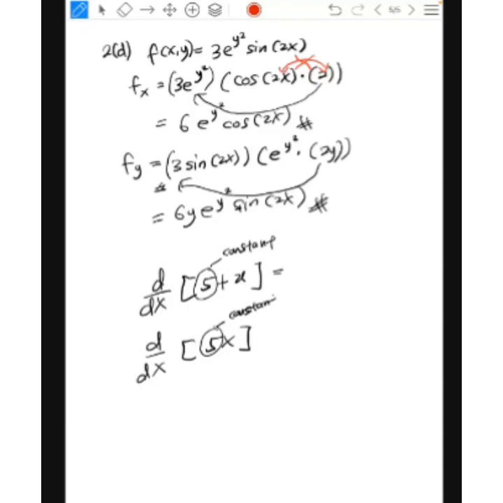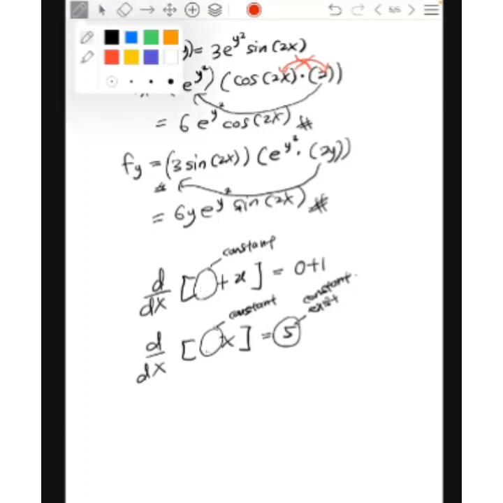Okay, for the first one, when I differentiate d over dx, 5 plus x, it will be 0 plus 1, right? And when I differentiate d over dx 5x, it will be 5. The constant still exists. This is the constant because the constant is attached to the variable that you want to differentiate. So it is the same now if I change the 5 to y as a constant. This is y, this is y. So this one becomes zero, while this one still remains y, the y still exists.